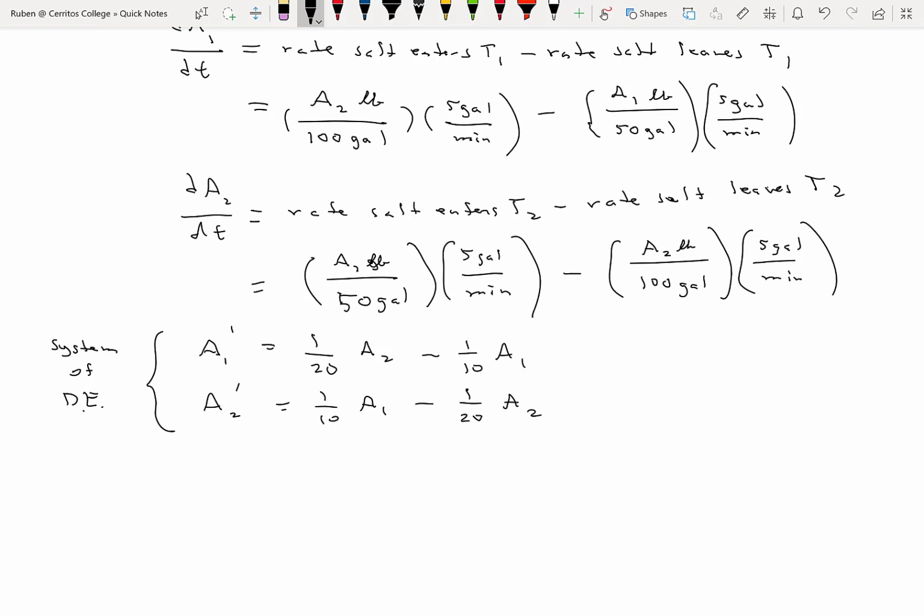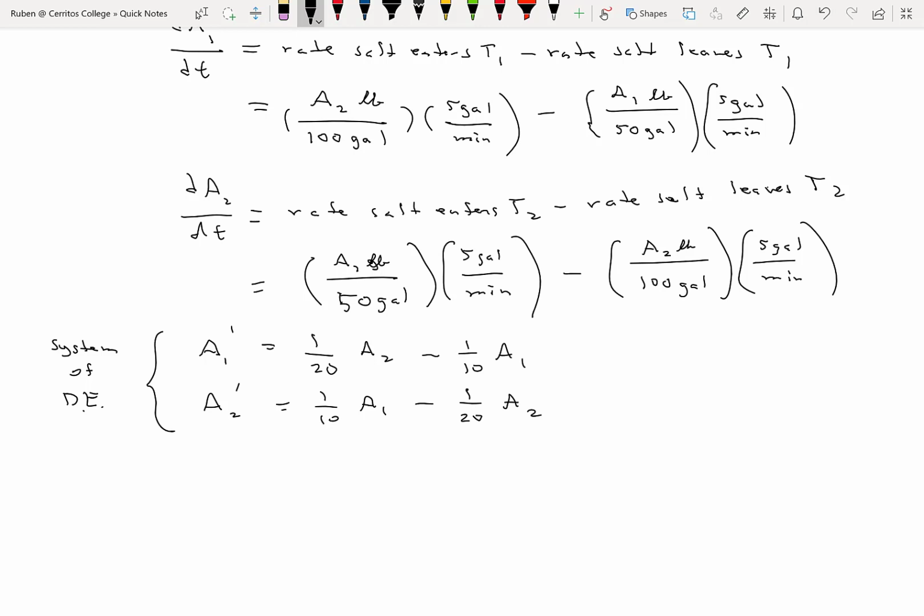Okay. Well, we can't use any of the methods we used for solving systems yet, because we don't know what the functions are. We have differential equations satisfied by the A1 and the A2. So now, if you haven't guessed, we're going to use Laplace transforms to solve this system. We're going to take the Laplace transform of each of the differential equations.